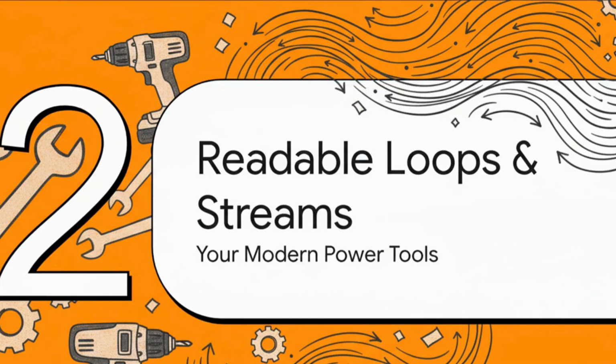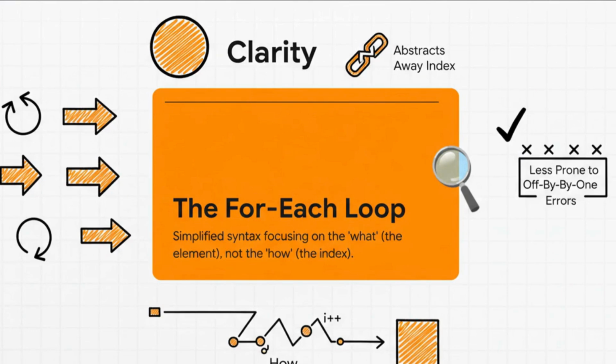Okay, so we've got our manual wrench. Now let's talk about the power tools. Modern Java gives us some slicker, often way more readable ways to do the same job. Let's look at the for-each loop and the game changer, Java 8 streams. The for-each loop is all about making your code cleaner and easier to read. It basically hides all that index stuff, the i = 0, the i++. You stop telling Java how to get the next item, and you just focus on what you want to do with each item. This makes your code so much more expressive and, honestly, a lot harder to mess up with those off-by-one errors.